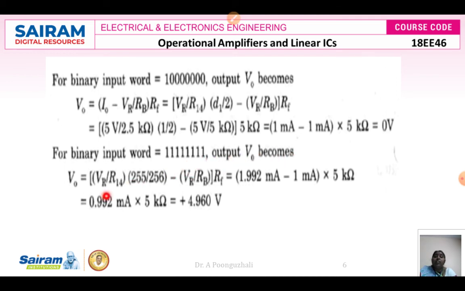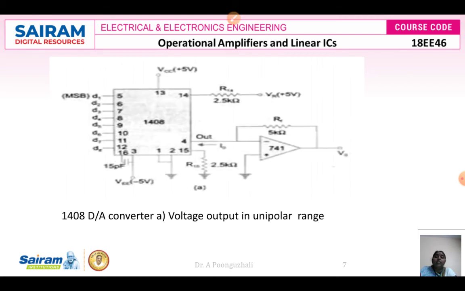And if my binary input word is all ones, in that case my output is going to be VR by R14 into 255 divided by 256, minus VR by RB into RF. So we know that this term is nothing but 1.992 milliamps, and this is going to produce 1 milliamp there. So 1.992 milliamps minus 1 milliamp into 5, that is nothing but 4.960 volts I will be getting. The maximum output voltage, when all the inputs are 1, is going to be 4.960 volts.